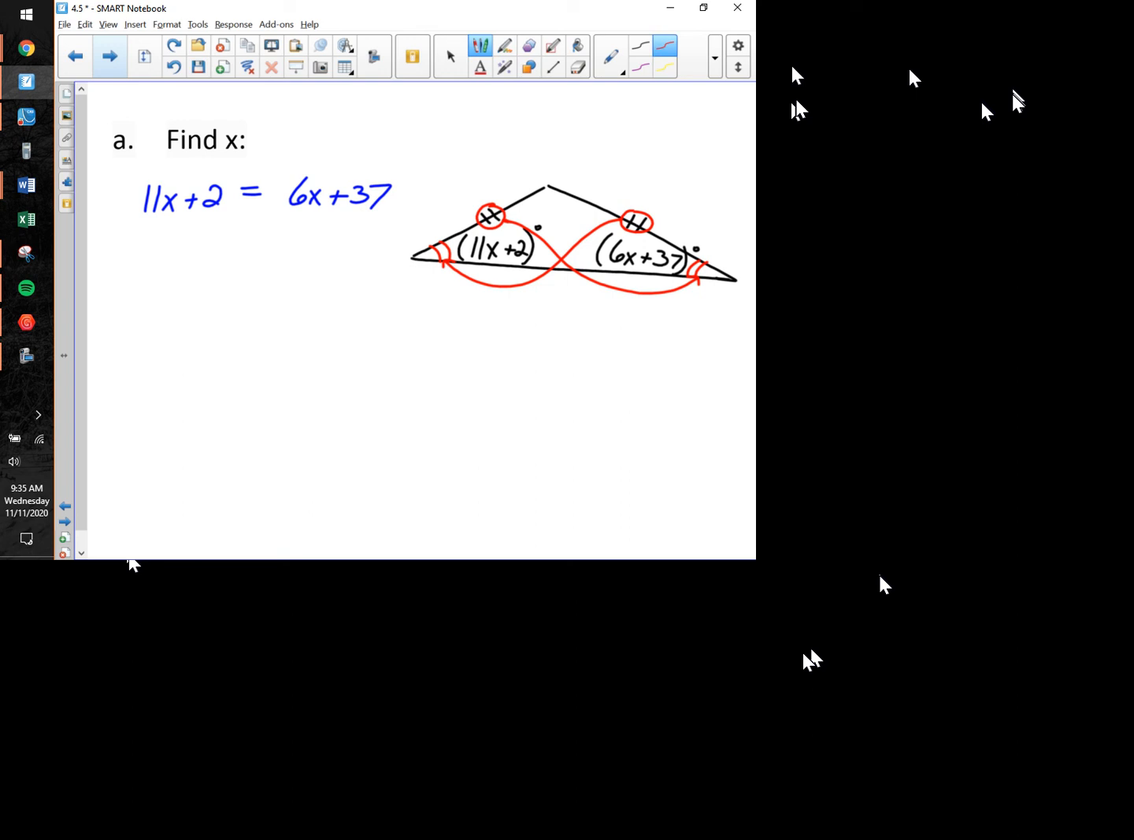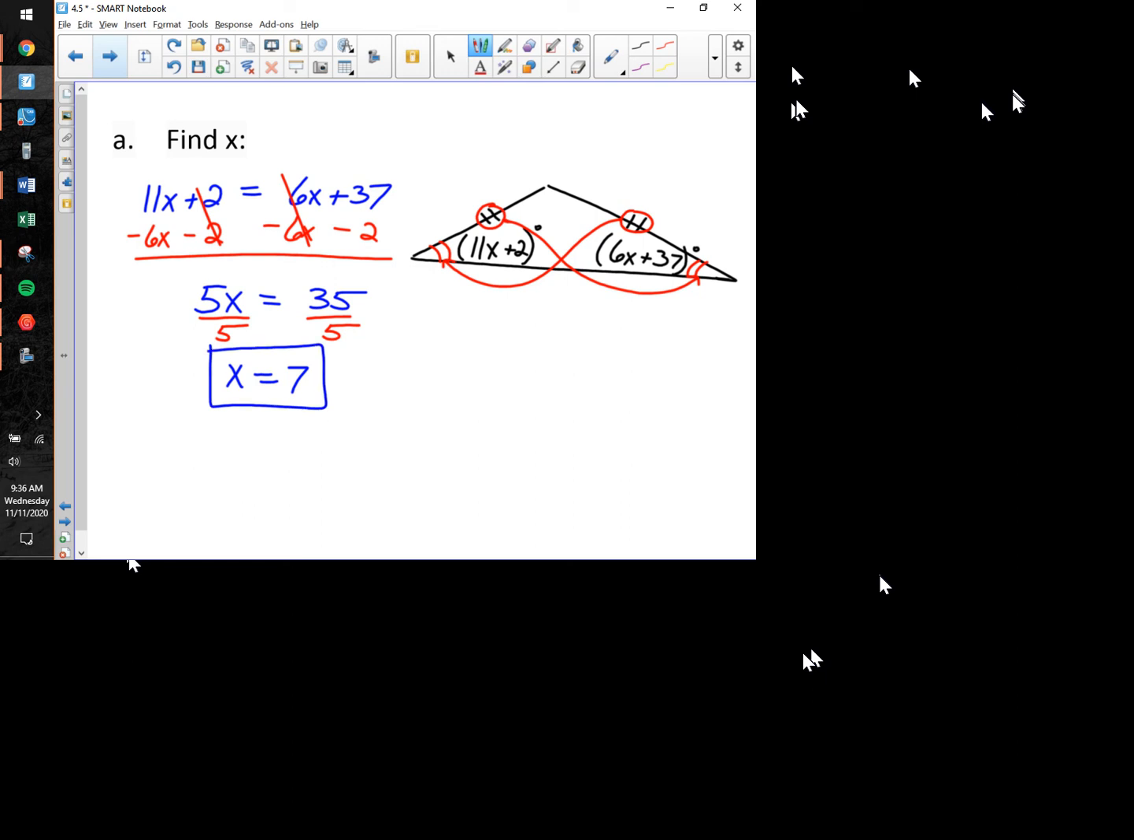And solving this really shouldn't be all that bad, everybody. I'll subtract a 6x from both sides. That brings all the x's left. At the same time, I'd like to move all the constants right, so I'll subtract a 2 from each side. 2's on the left cancel, 6x is on the right cancel. 11x minus 6x is 5x. 37 minus 2 is 35. And lastly, we'll divide both sides by 5 here, pretty as you please, and get x is equal to 7. That's all the directions said to do there, everybody. All right, so we're done.